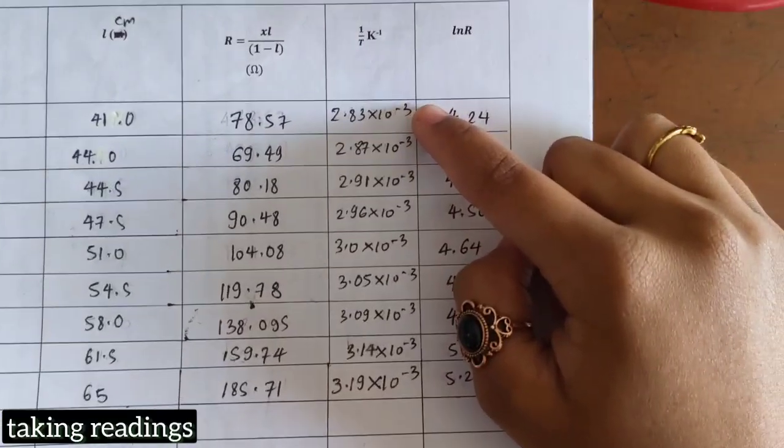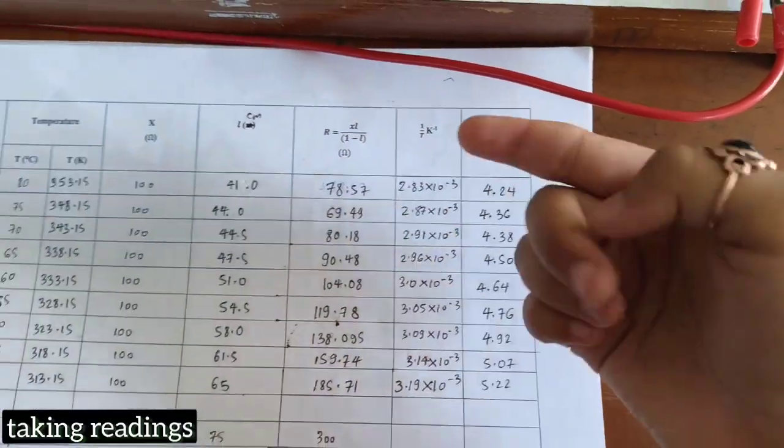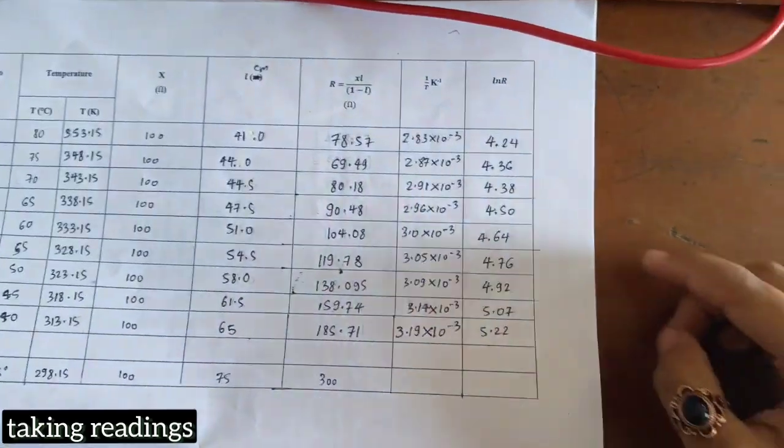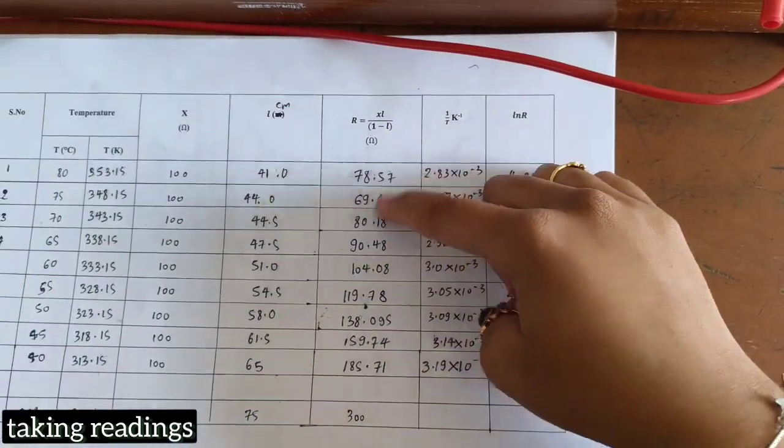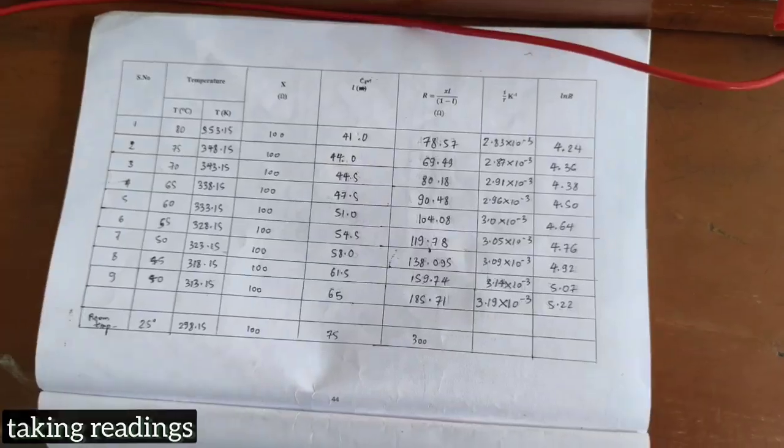temperatures, and then you find 1 by T in Kelvin inverse. Just take the reciprocal of that, and then you find log of this value, and that's all for the tabular column.